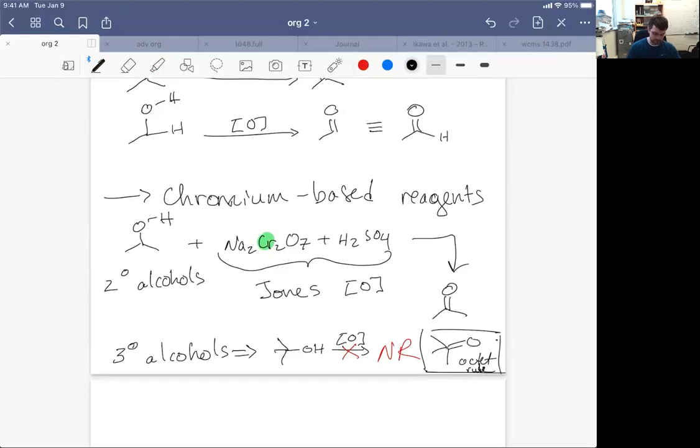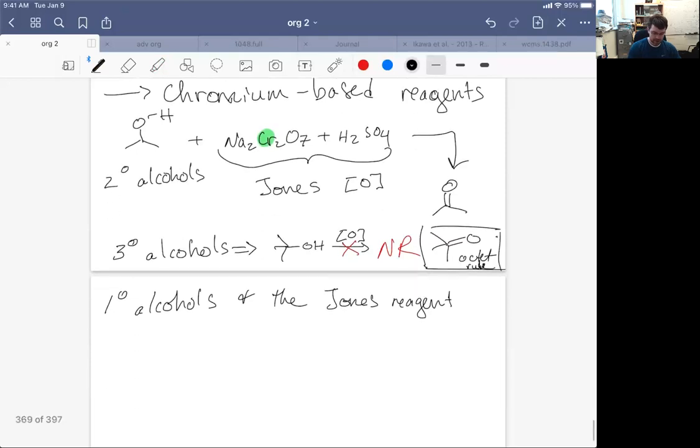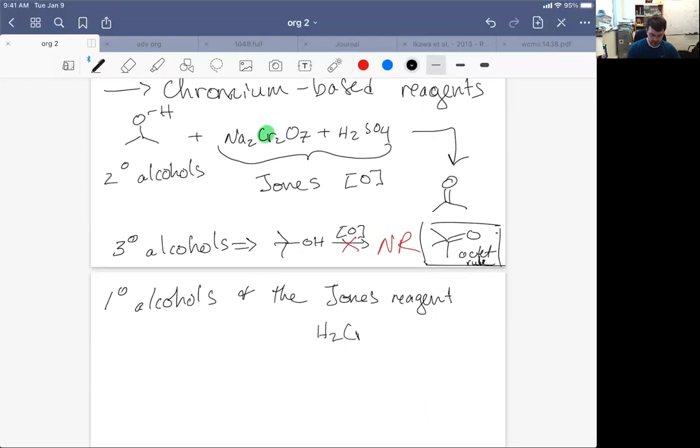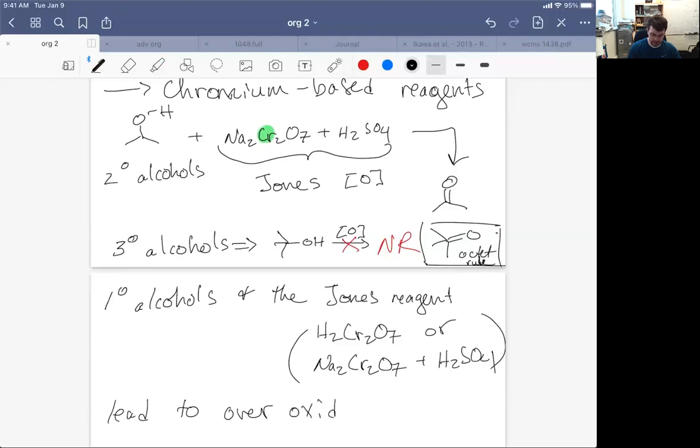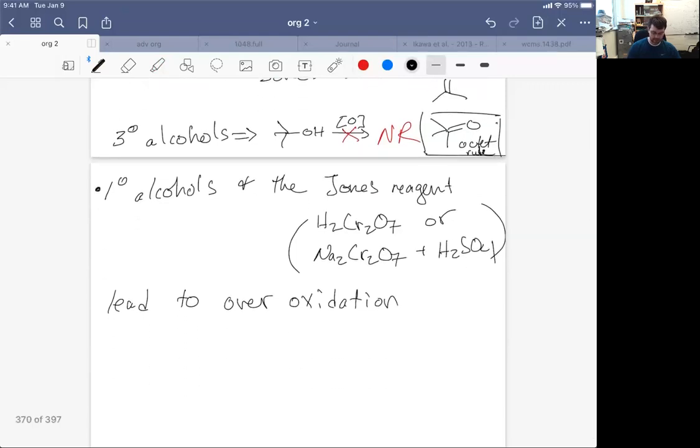But then there's that issue with primary alcohols. So primary alcohols and the Jones reagent. And the Jones reagent, again, is H2Cr2O7, or the combination of the sodium salt plus H2SO4. So primary alcohols in the Jones reagent, which is this, lead to over-oxidation. And it's not really the primary alcohols that are undergoing over-oxidation. It's the aldehydes that result from them if you do an oxidation.